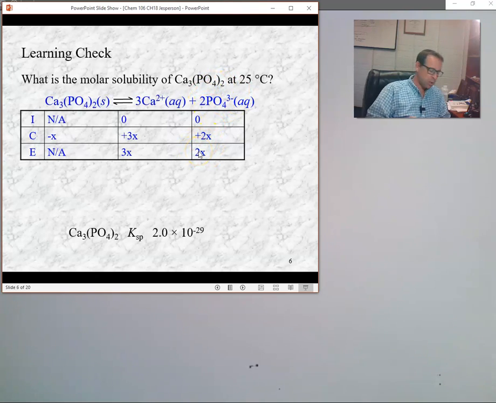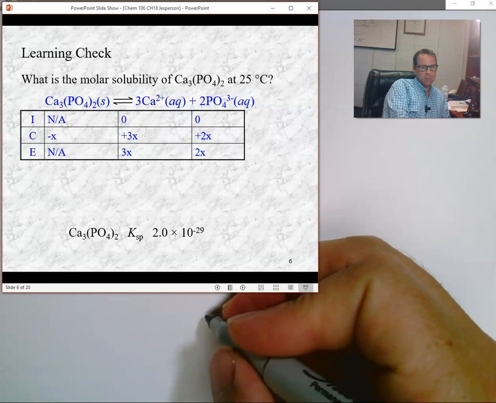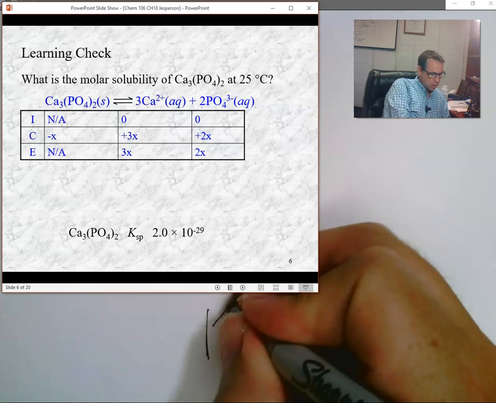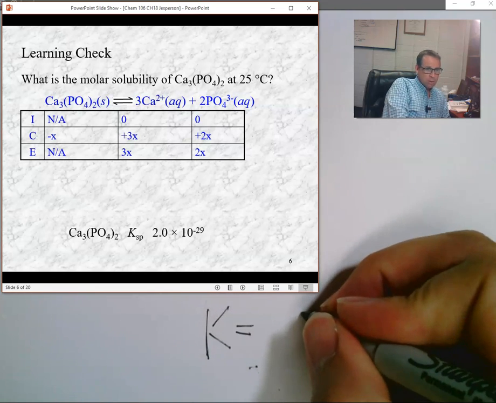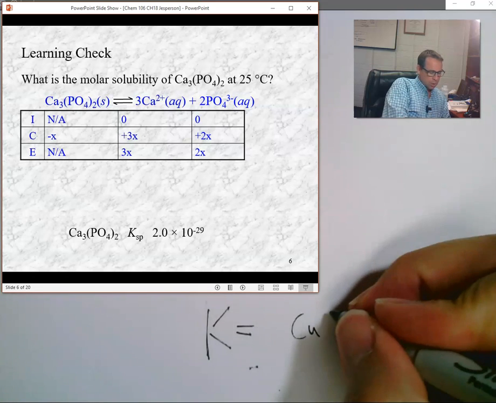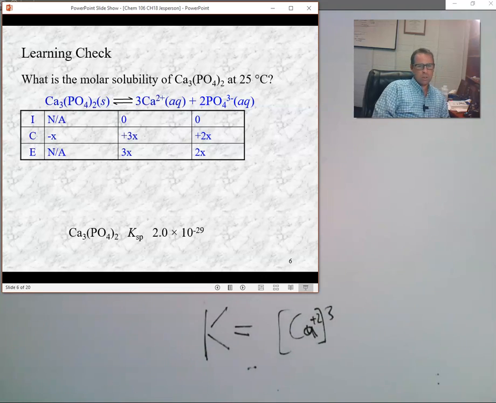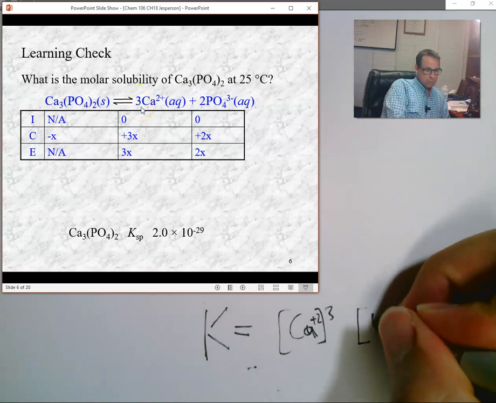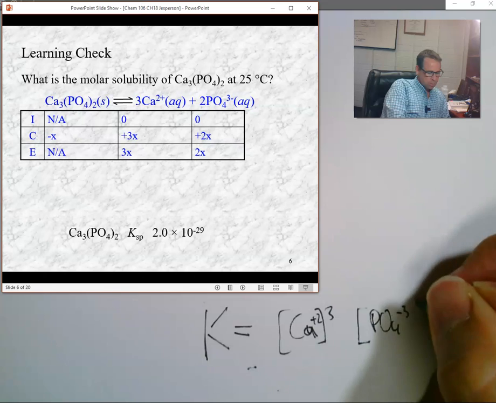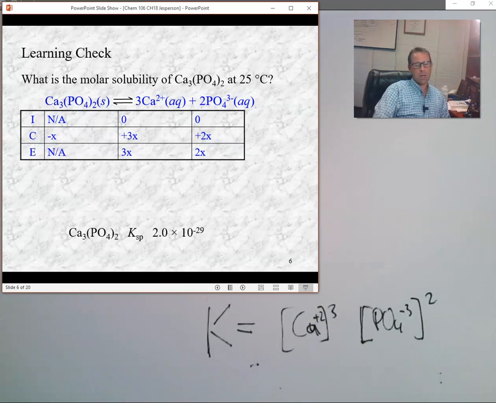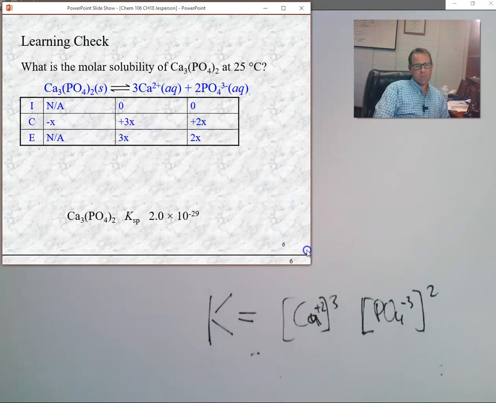So, if I want to write the equilibrium expression for this reaction, K is going to equal the concentration of calcium ion cubed. Everybody okay with why I put the cube there? Because there's the 3 here, times the concentration of the phosphate ion squared. So that's my equilibrium statement.